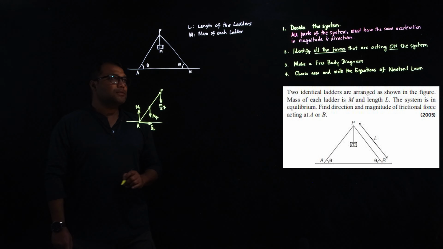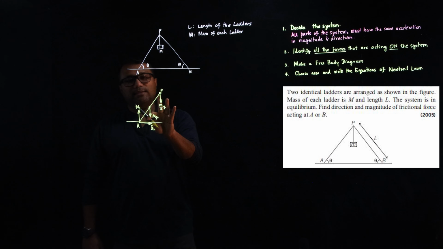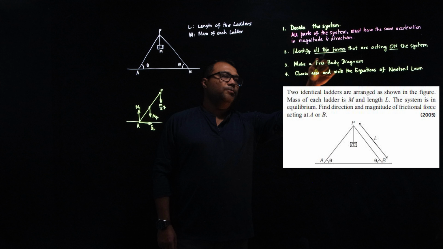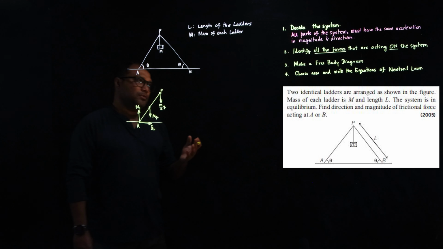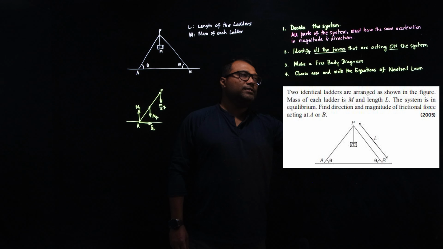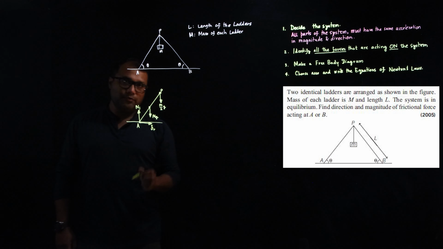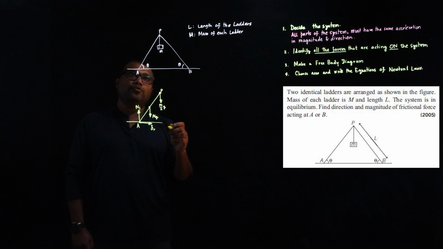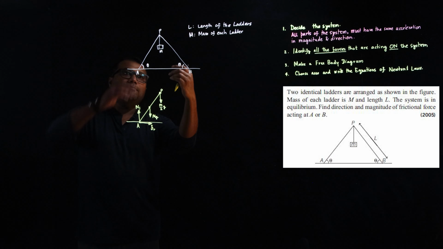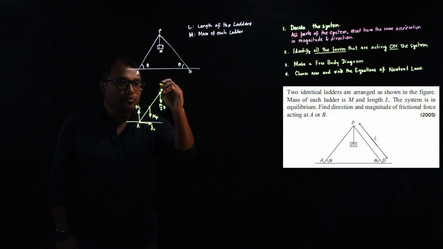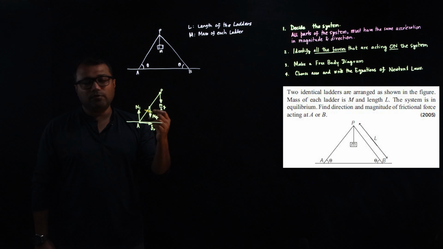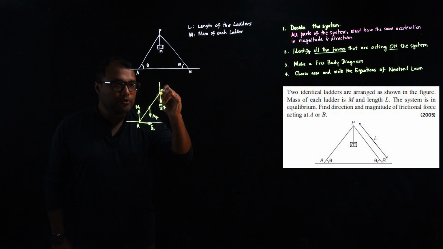Are we missing any forces? So decide the system. We decided the ladder is my system. All parts of the system must have the same acceleration in magnitude and direction, which is right. It is anyways at rest, so it doesn't matter. Identify all the forces that are acting on the system. We identified several forces. I think two more forces we should identify: because this ladder is leaning on the other ladder and vice versa, there must be two components of the normal reaction, since we don't know the direction. So let's say there are two components. One is N2, another is N3.